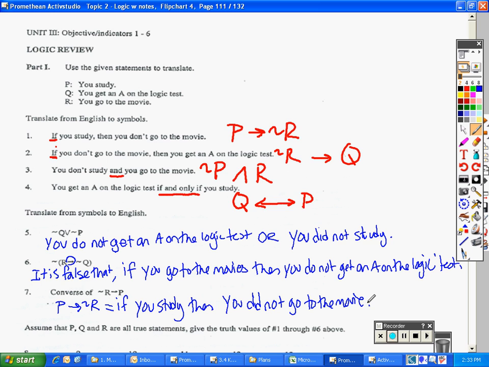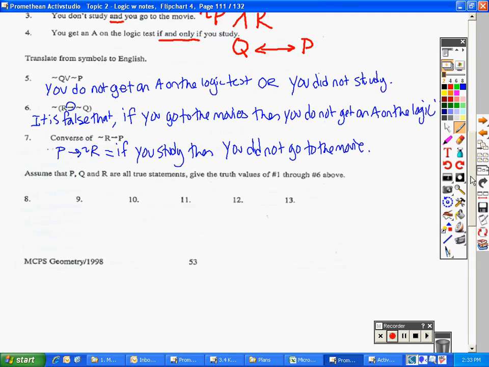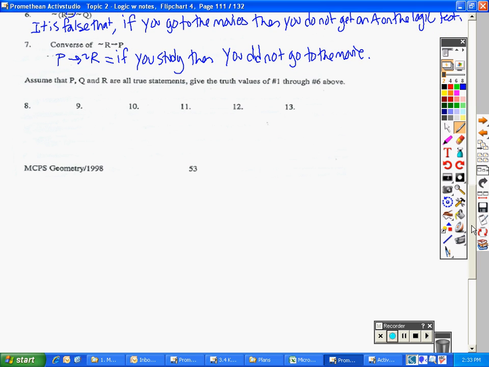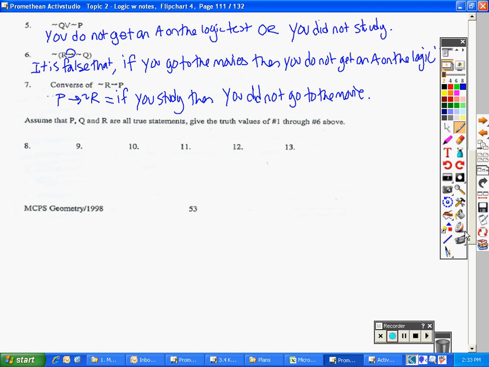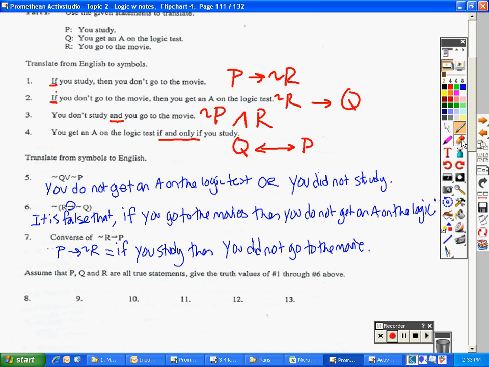All right, let's look down at the bottom of this page because there are more problems down here. All right, assume that P, Q, and R are all true statements to begin with. Let's give the truth values for numbers 1 through 6 above. Okay, so we got to reference them. And we're assuming that originally they all start out as true.